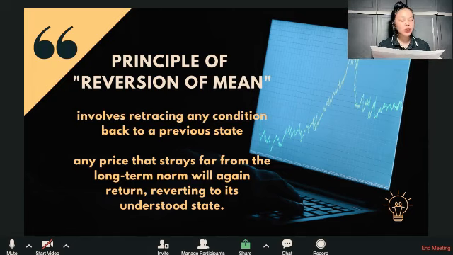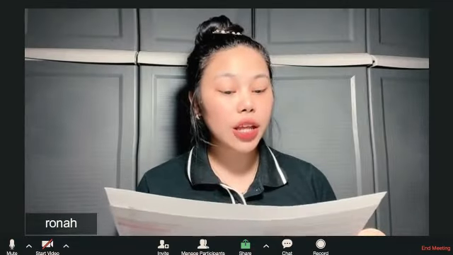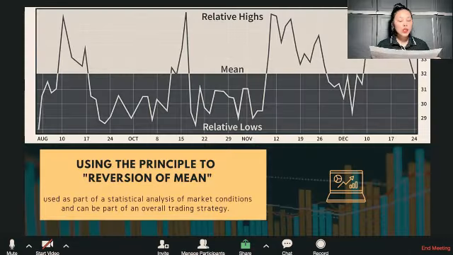So, any price that strays far from the long-term norm will again return, reverting to its understood state. Now let us learn the use of this principle. We can use this as part of a statistical analysis of market conditions and it can be part of an overall trading strategy. It applies well to the ideas of buying low and selling high by hopefully identifying abnormal activity that will theoretically revert to a normal pattern.